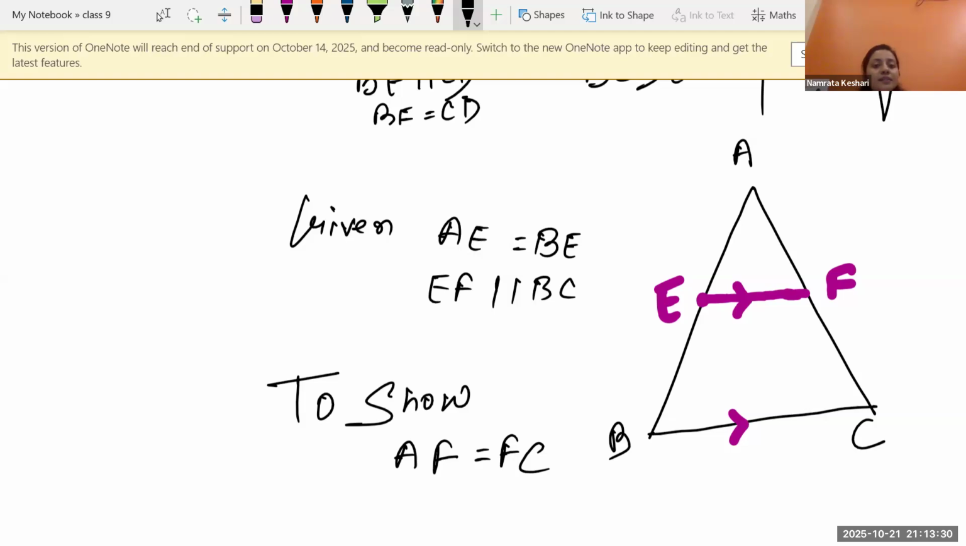Making sense? Yes, ma'am. Okay, that's the converse of the midpoint theorem. The midpoint theorem was: joining one midpoint with another midpoint, the line segment is parallel to the third side and is half of the length of the third side. The converse of the midpoint theorem is: if you take one midpoint and use the parallel condition, then automatically the other midpoint is coming.